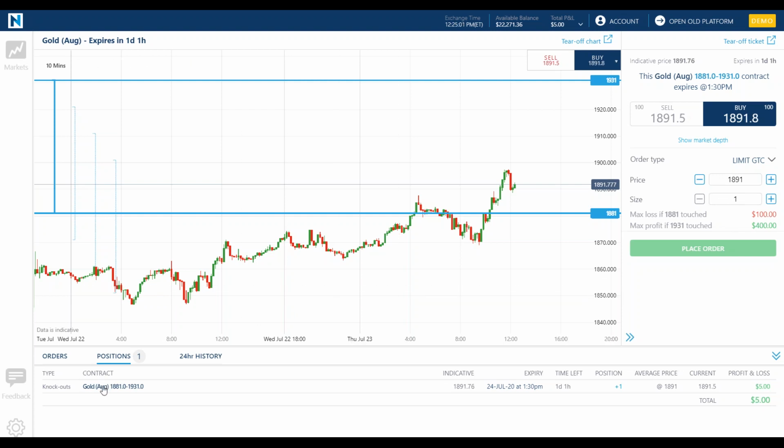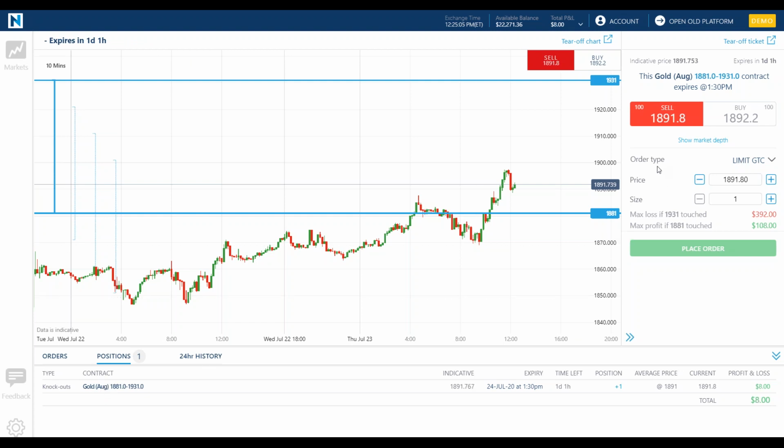So let's go over here and I'm going to click on my contract down in my positions. It's going to populate an order ticket for me to take an opposite position. Now, I don't want to sell it here at 1892. Great, I can make $10, but I bought it at 1891, so 1901 is where I would want to sell it. I would take $100 profit. If it got up to 1901, I'd want to sell it.